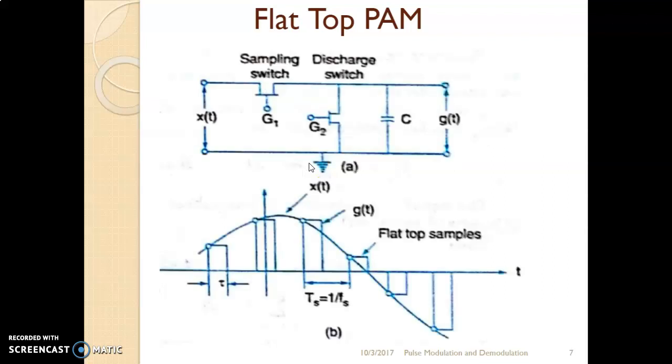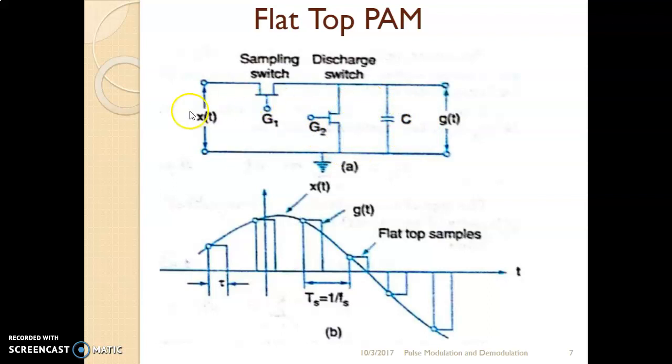One more diagram we can see for the flat top PAM signal is this, wherein you can see there are two FETs, G1 and G2. One is connected in series, which is called the sampling switch, another is connected in parallel, which is called the discharge switch, and parallel to this a capacitor is connected which acts as a holding element. So G1 acts as the sampling switch, G2 acts as the discharge switch, and the capacitor acts as the hold element.